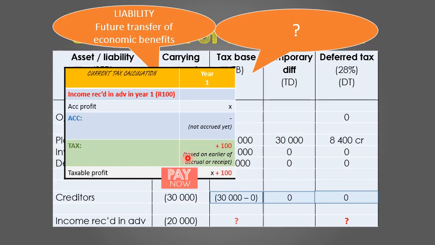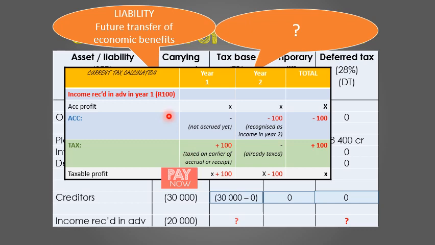Now, what happens in year 2? Last year when we received this income in advance, it was actually income that will only accrue in year 2. So that income will be included here in our accounting profit for year 2. We couldn't recognize it as income in year 1, which is why we parked it on our SFP as income received in advance. But then in year 2, we can now show it as income. So because it's included in our accounting profit over here in year 2, we have to now deduct it.